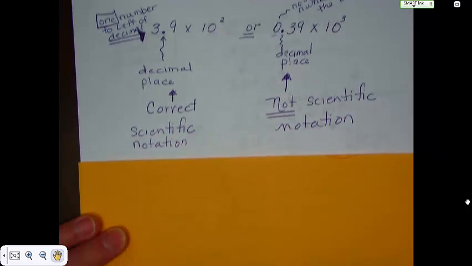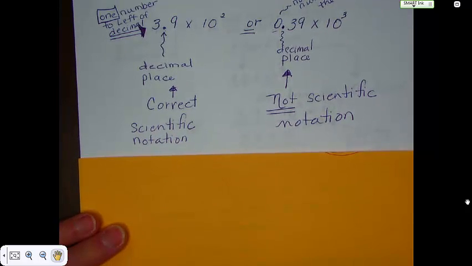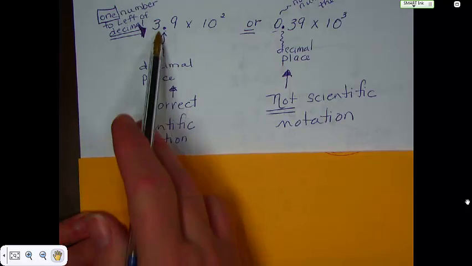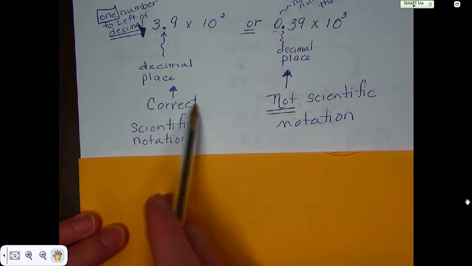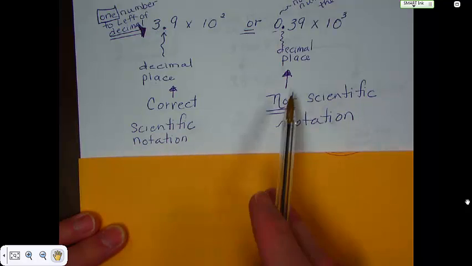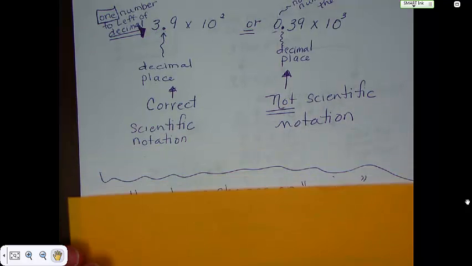Guess I made that very clear underneath, huh? Alright, so in your notes, note the decimal places, mark this one as correct scientific notation, and this one as not scientific notation. So you have it in your notes.